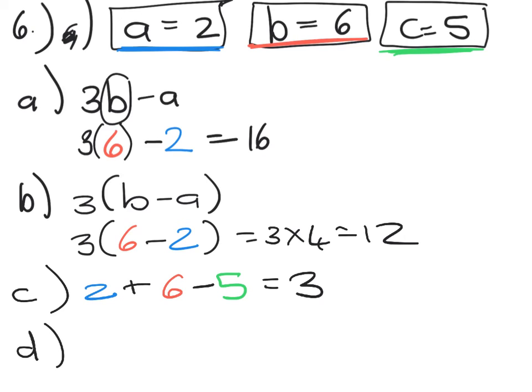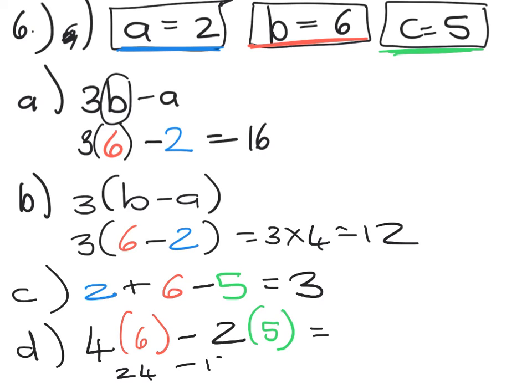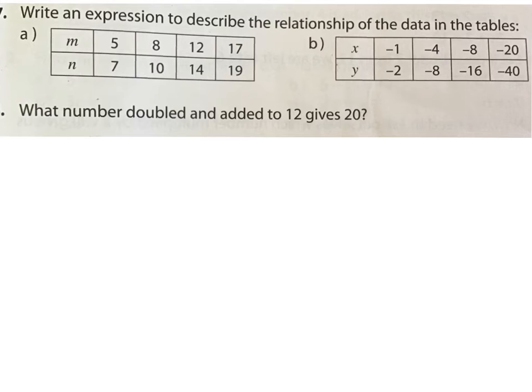D, I've got 4 times B minus 2 times C. 4 times 6 minus 2 times 5. Okay, what is 4 times 6? 24. And what is 2 times 5? 10. And that's 24 minus 10, that's 14.